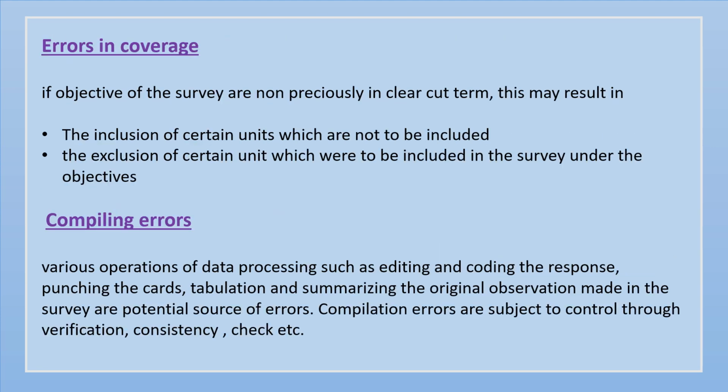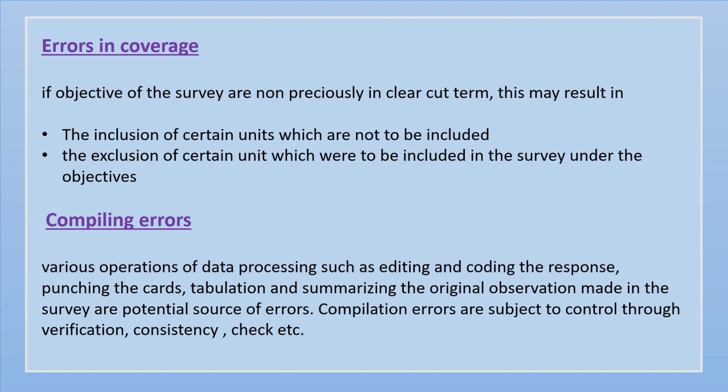Errors in coverage. If the objectives of the survey are not precisely stated in clear cut terms, this may result in the inclusion in the survey of certain units which are not to be included, or the exclusion of certain units which were to be included in the survey under the objective. For example, in a census to determine the number of individuals in the age group, say 20 years to 50 years, more or less serious errors may occur in deciding whom to enumerate unless a particular community or area is specified and also the time at which the age is to be specified.